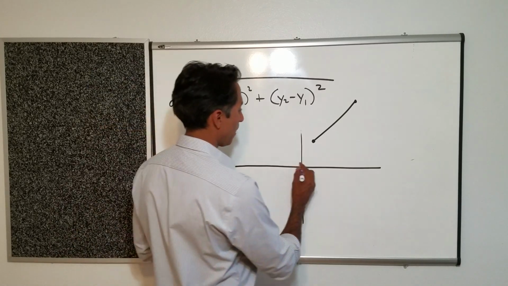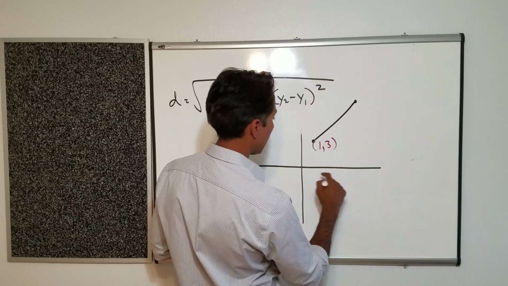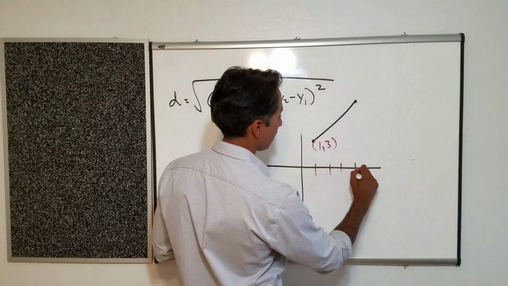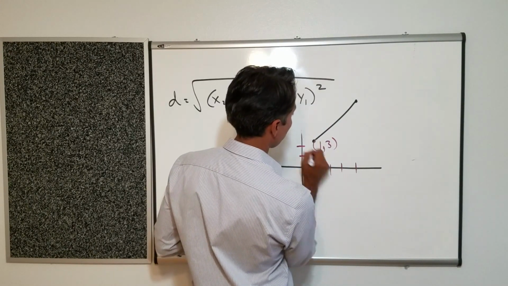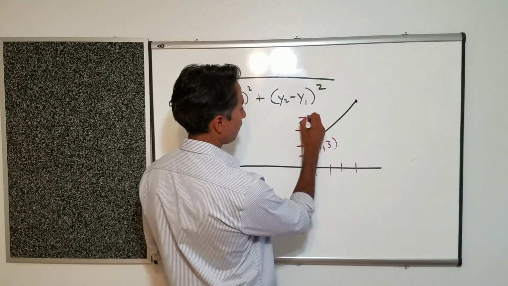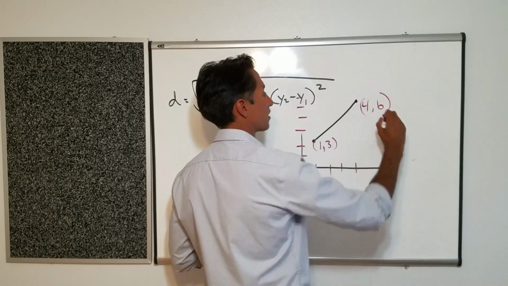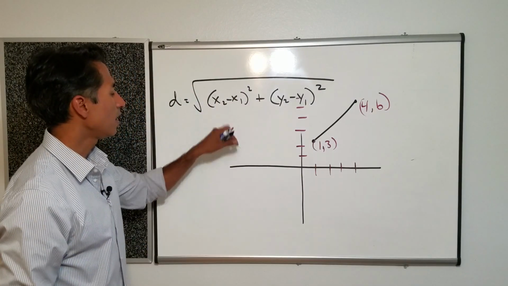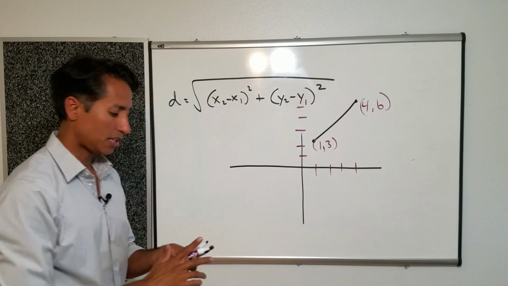Let's say this ordered pair is 1, 3, and we'll say this one is at 1, 2, 3, 4, 5. We'll say 6. How about 4, 6? Okay. Now we need to take care of business. So let's start plugging in all these values.